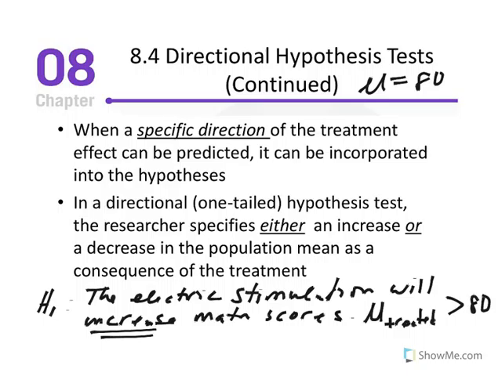Notice how it's different than the notation we saw for the research hypothesis for non-directional. For the non-directional, we just said will not equal 80. Now we're specifying that we expect it to be greater than 80. So that notation will be reflected there once you verbalize your hypothesis.